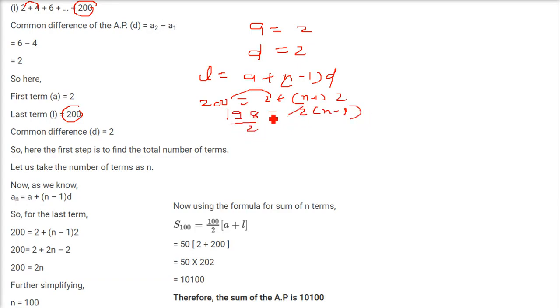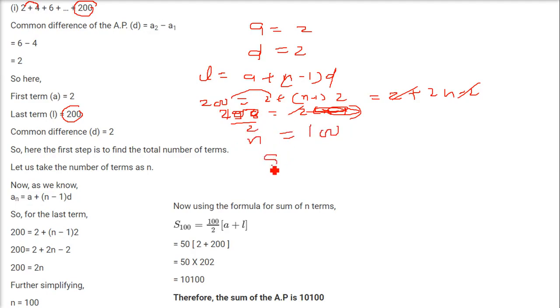Bring it here, 198 equals 2n minus 2, n minus 1, divide by 2. So see, I'll just open it so that the 2 cancels out. So 2 plus 2n minus 2. So now we can divide just 200 by 2. So no need to do this. 200 by 2 is 100. So n is 100, that is there are 100 numbers.